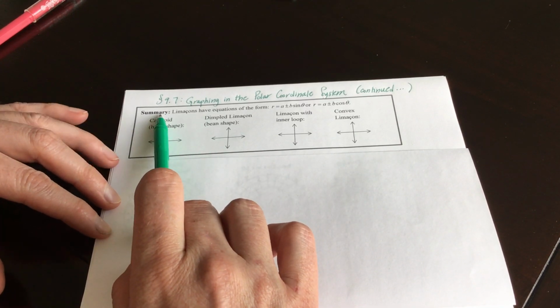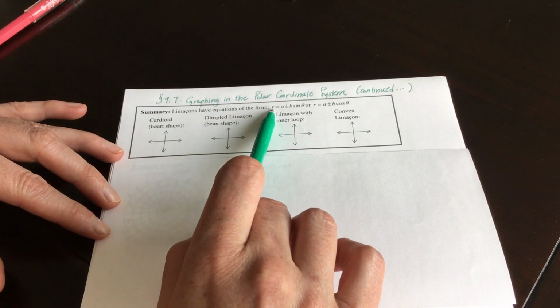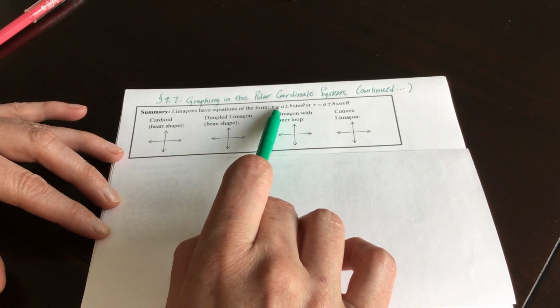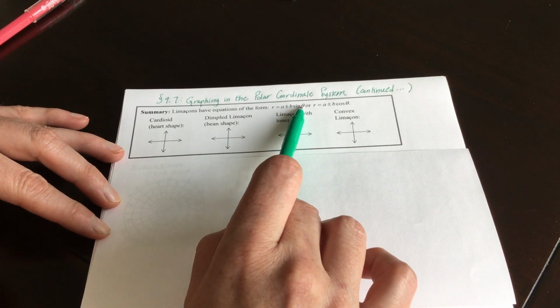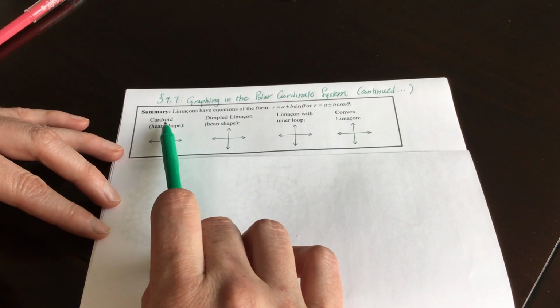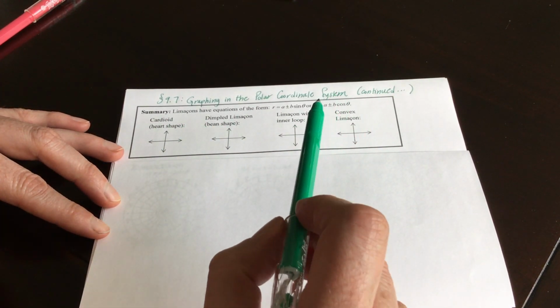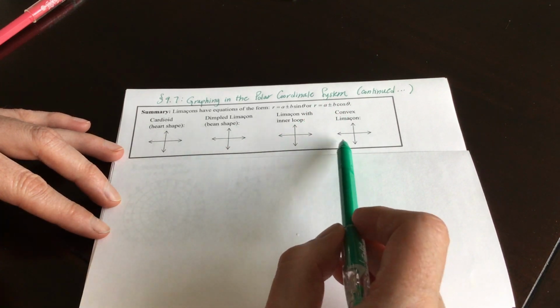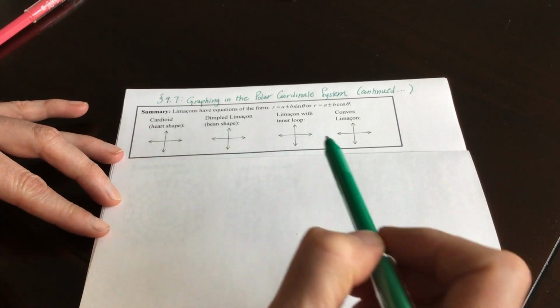We're going to start with the summary. So limacons have equations of the form r equals a, some constant, plus or minus another constant times either sine theta or cosine theta. There are 4 main types of limacons that you'll want to be prepared for. And you're welcome to pause the video and catch up since I had this all pre-printed.